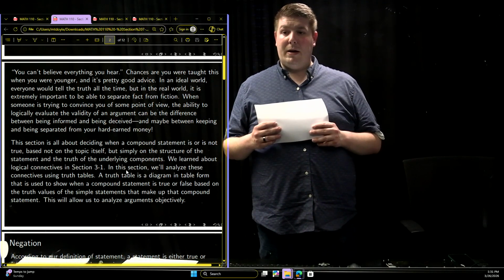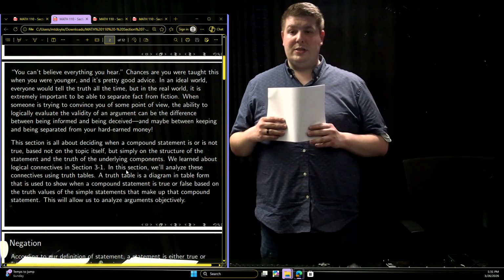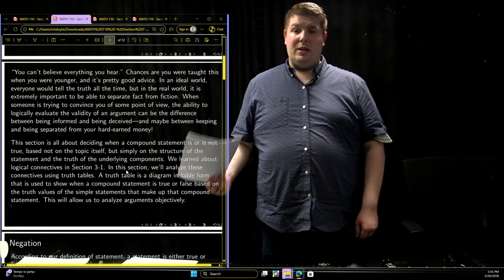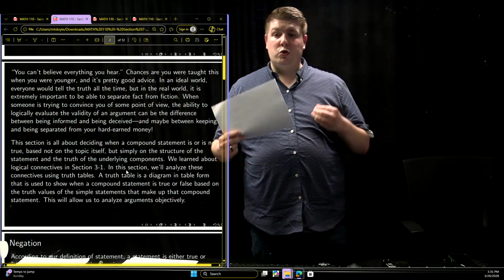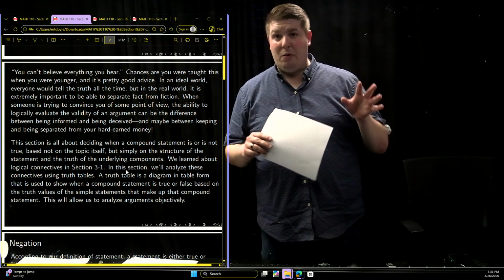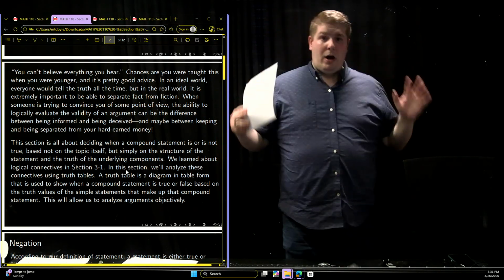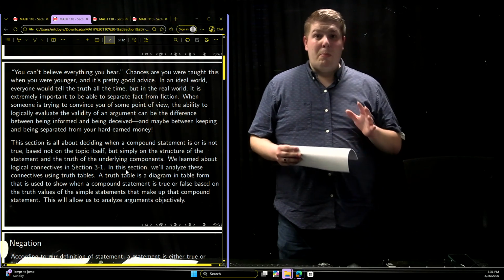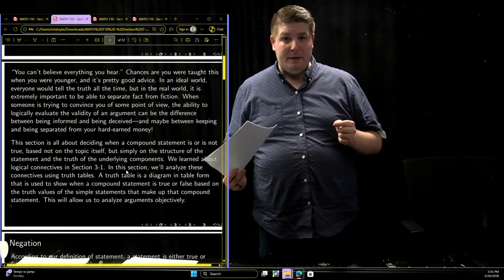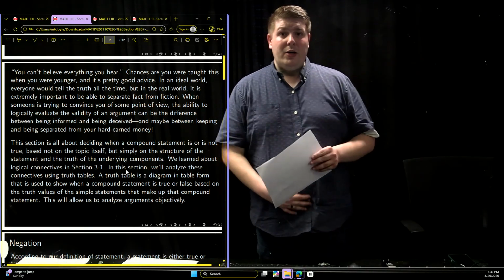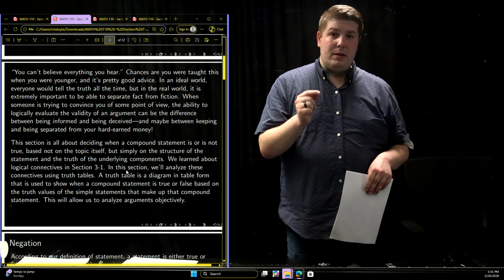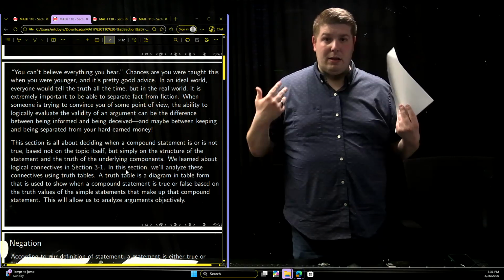your hard-earned money. So this section is all about deciding when a compound statement is or is not true, based not on the topic itself, but simply on the structure of the statement. We're not looking at what people are saying. What they say may be nonsense, okay? But the structure of their argument could be logically valid. So with logic, you could say something totally irrational factually, but it can make logical sense.